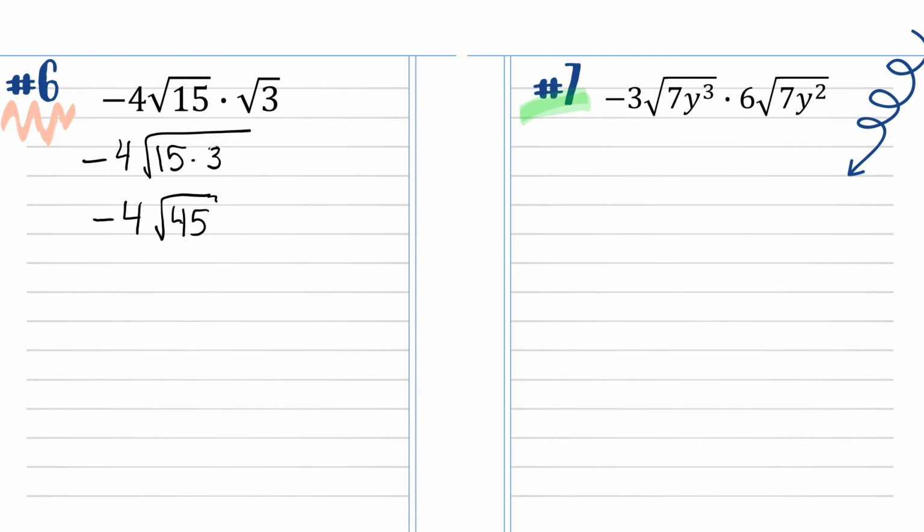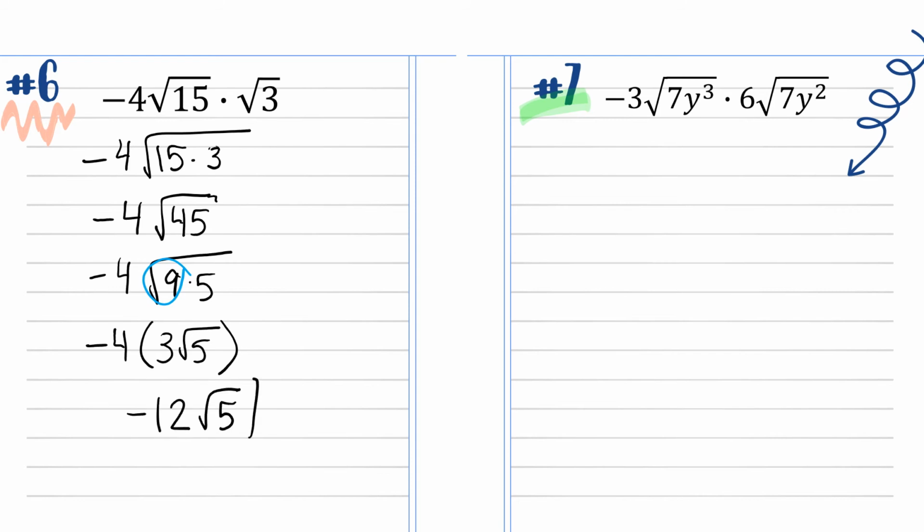So I can now take that 45 and actually break it down into the square root of 9 times 5, because I know that the square root of 9 as a perfect square is just 3. So this gives us negative 4 times 3, and then we still have the square root of 5 on the inside. And now I can just multiply my coefficients together. So I have negative 4 times 3 is negative 12, and then we still have the square root of 5.